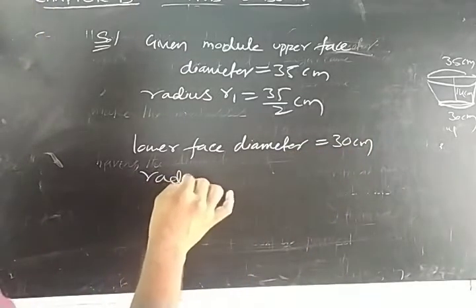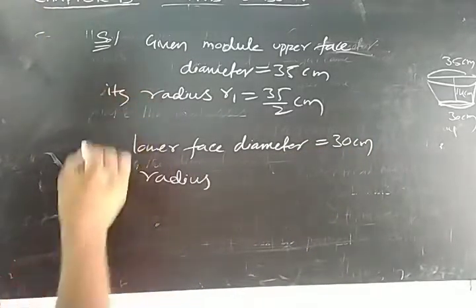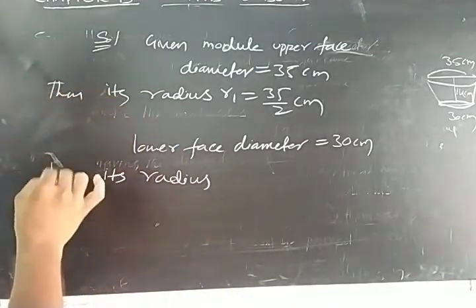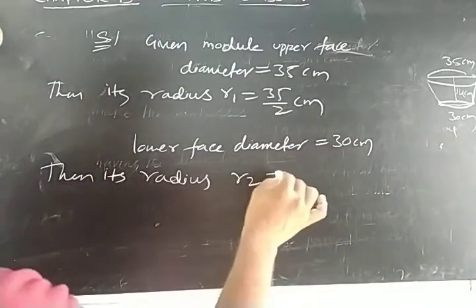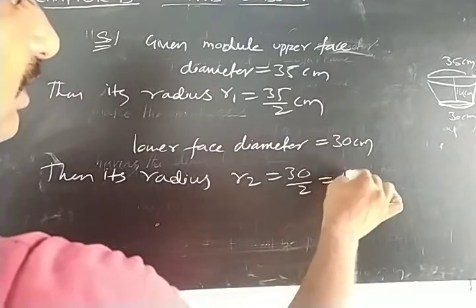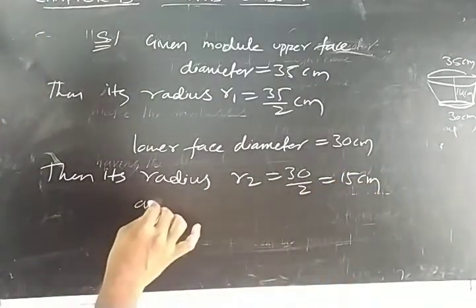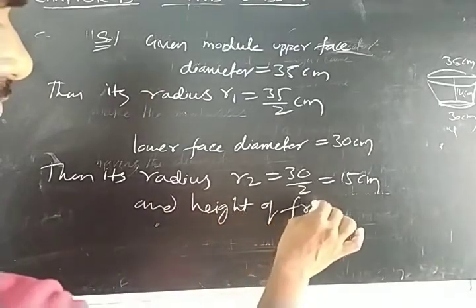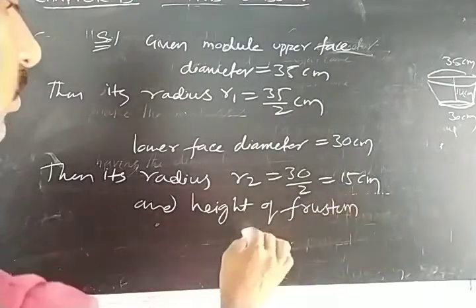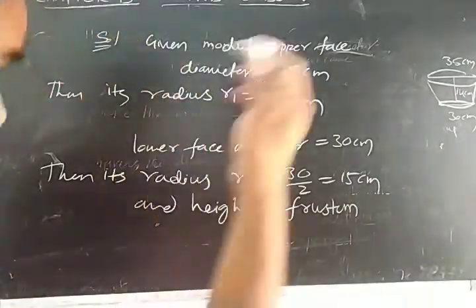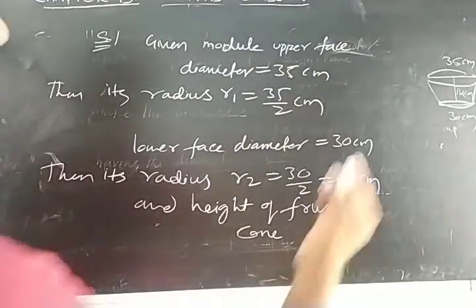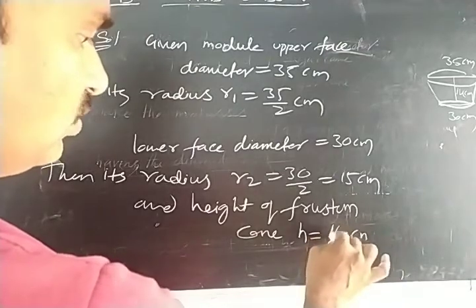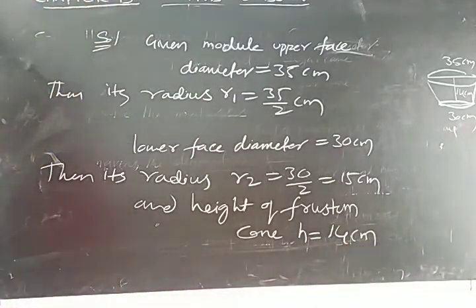Its radius, which I am taking as r2, is 30 by 2, which is 15 centimeters. The height of the frustum cone is also given. The frustum cone is the shape of the mold, so the height of the mold is h equal to 14 centimeters. Now, using these dimensions, I will find the volume of the frustum cone.